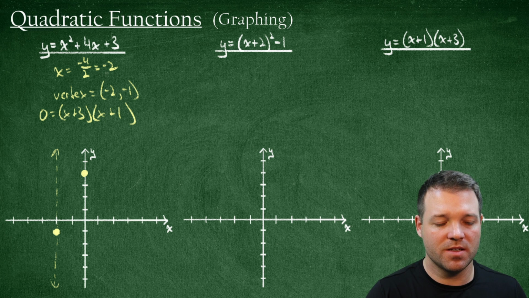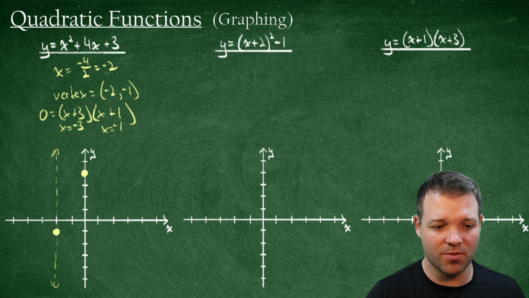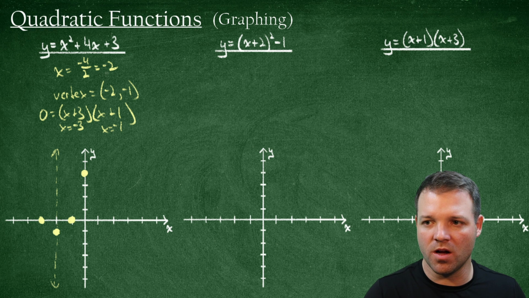All right, and since I have two things multiplied by each other equal to 0, I could set each equal to 0 and solve for x, which in that case, x would be -3 for this one, and x would be -1 for that one. So let's go ahead and plot those. Now we have our x-intercepts. So -3, 0 and -1, 0. There we go. So we've got 4 points here. I think we are all set to go ahead and graph this thing.